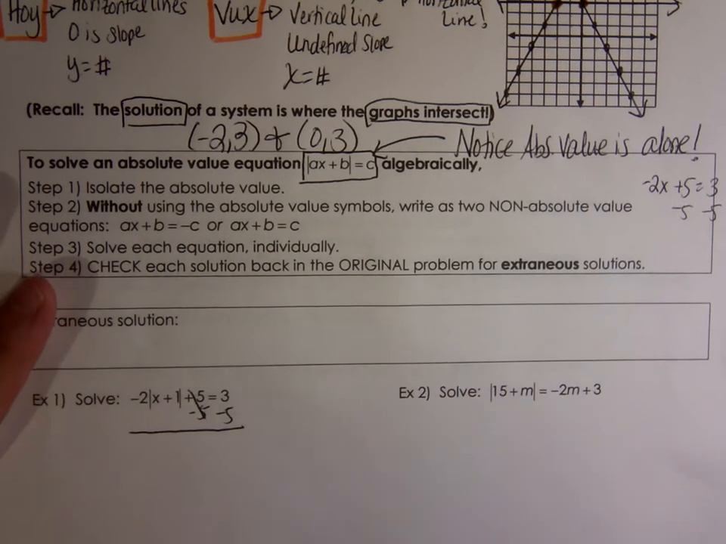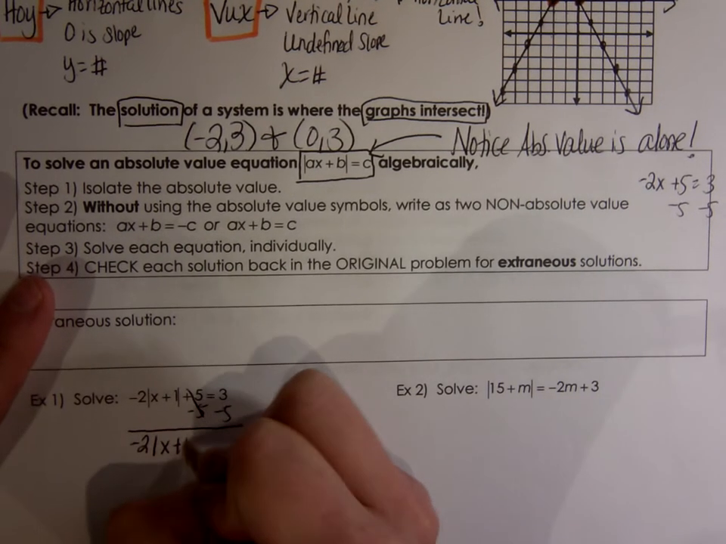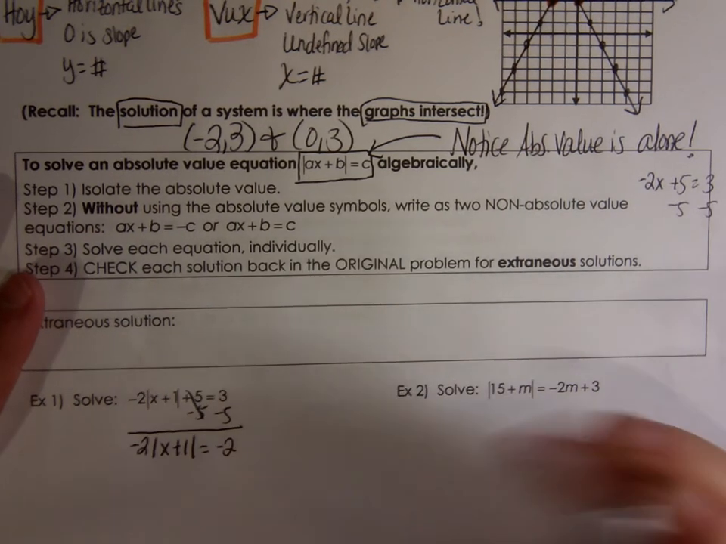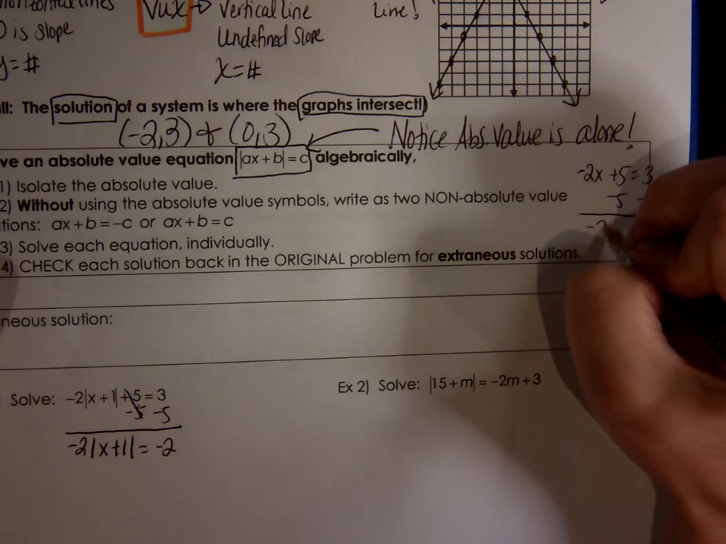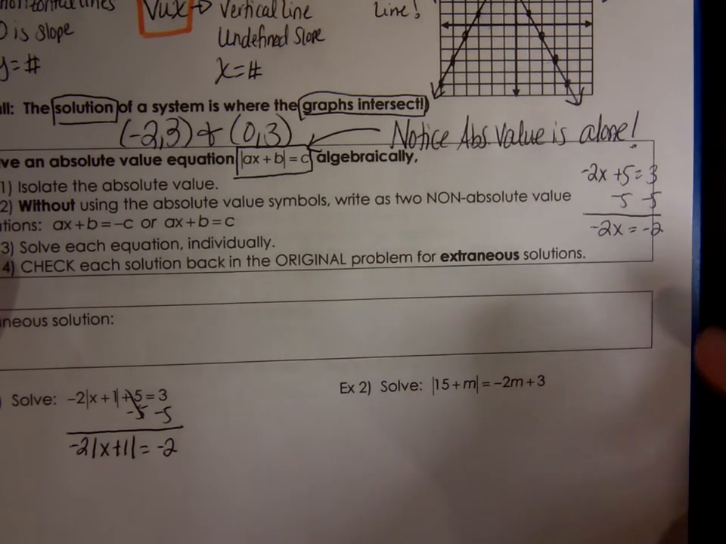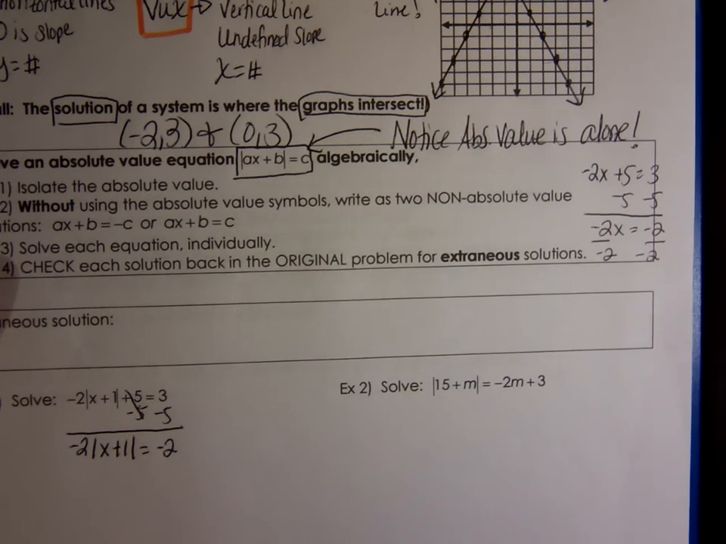So the 5's go away, and we are left with negative 2 times the absolute value of x plus 1 is equal to negative 2. Cool. So I do that over here. I'm left with negative 2x is equal to negative 2. And then our next step is for us to divide both sides by negative 2. And that's exactly what I'm going to do over here.